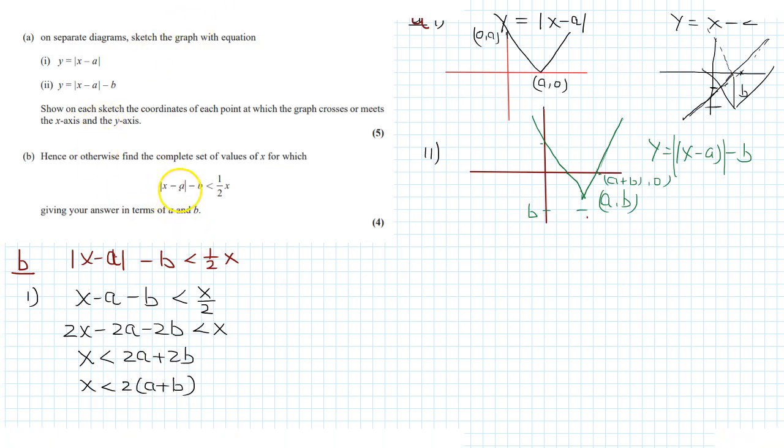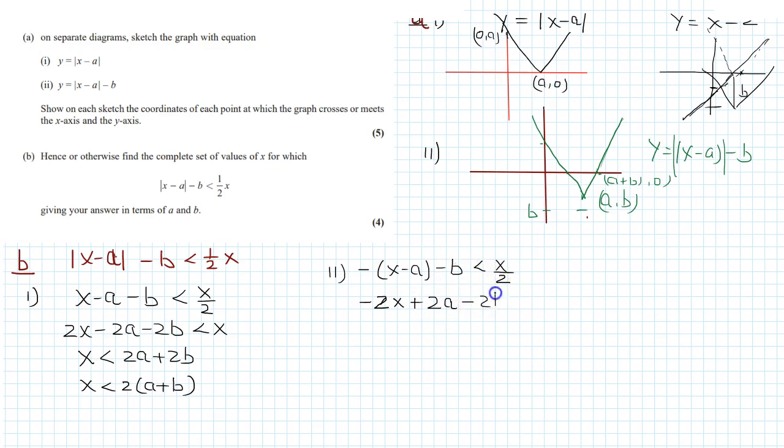Second condition is if x minus a is negative. So minus x minus a minus b is less than x over 2. So we multiplied by 2. So negative 2x, negative and negative, positive 2a minus 2b is less than x.